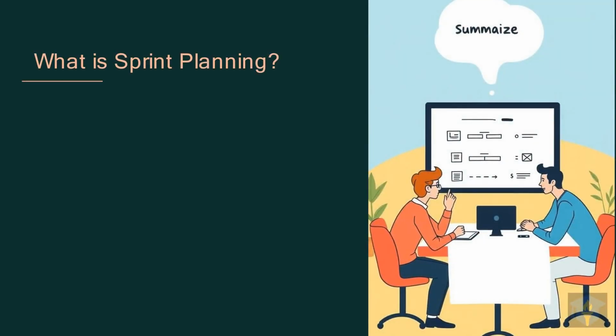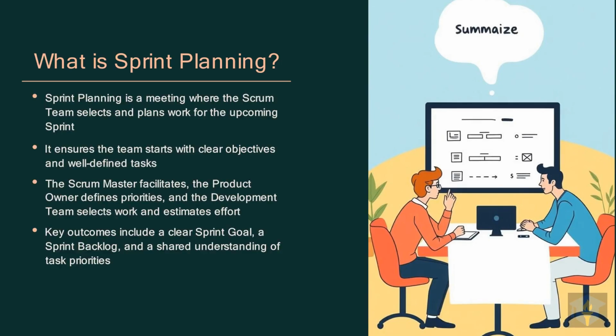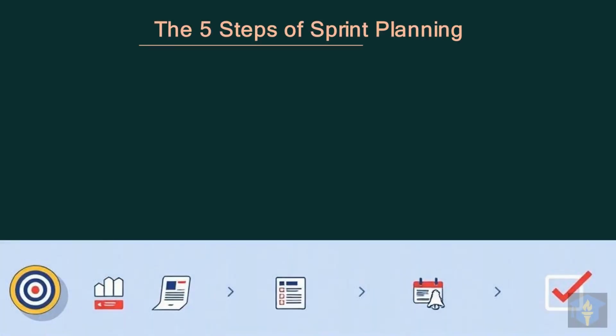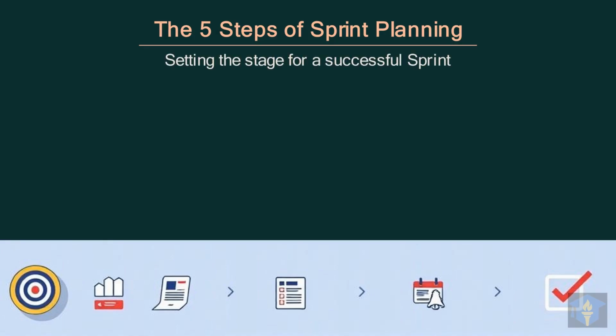Now, let's shift our focus to sprint planning, a crucial event in the Agile Scrum framework. Sprint planning is a meeting where the Scrum team selects and plans work for the upcoming sprint with clear objectives. Here are the 5 key steps involved in a successful sprint planning session for your team. These steps are crucial for setting the stage and ensuring a successful and productive sprint.